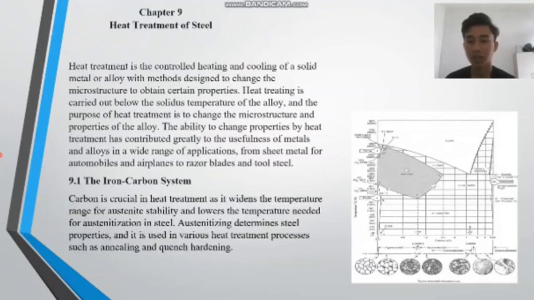9.1 The iron carbon system. Carbon is crucial in heat treatment as it widens the temperature range for austenite stability and lowers the temperature needed for austenitization in steel. Austenitization determines steel properties, and it is used in various heat treatment processes such as annealing and quench hardening.